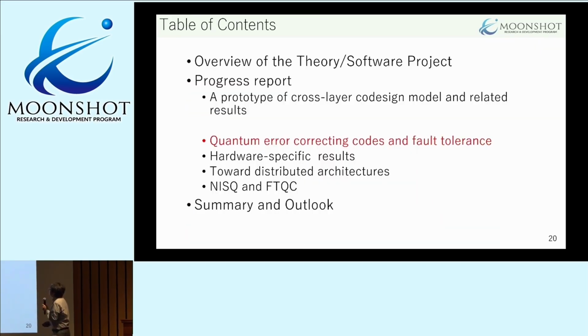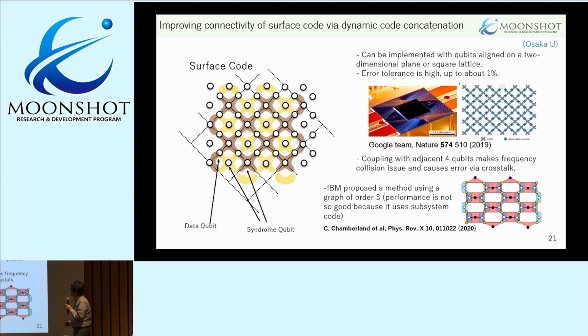Okay, so then I would like to proceed to various interesting results from participants of the project. First, I will talk about several results regarding quantum error correcting codes and fault tolerance. And the first one is close to a mainstream one. So I'm talking about surface code again. And this is about connectivity.